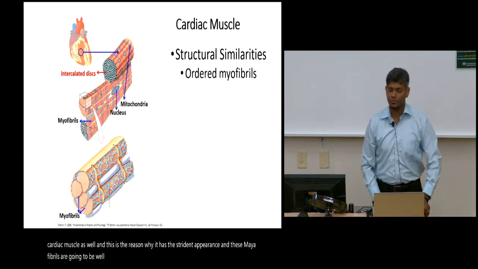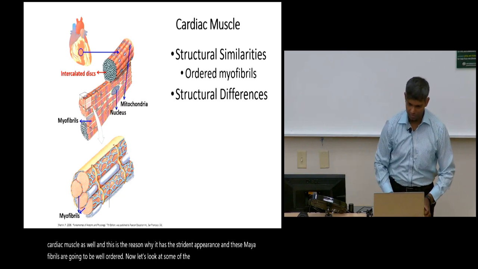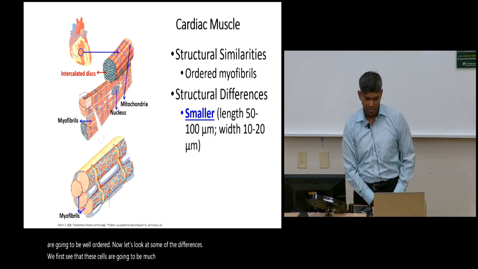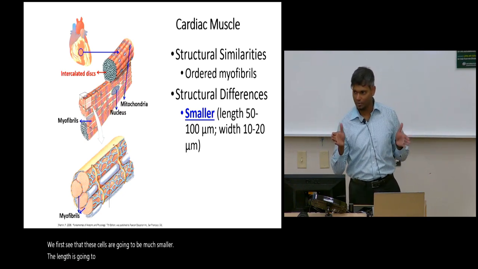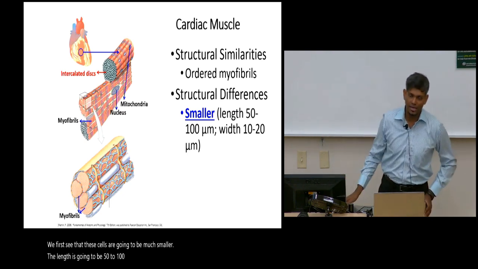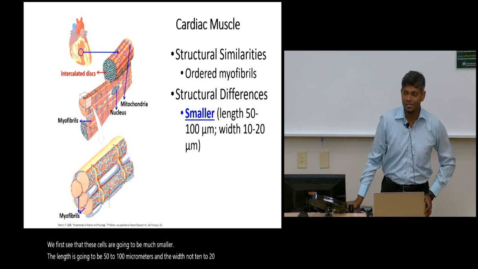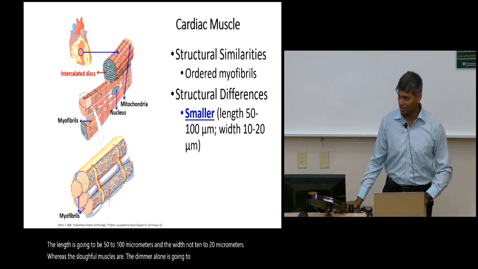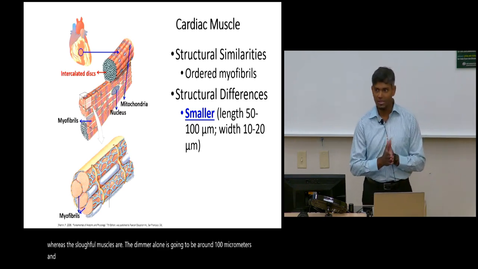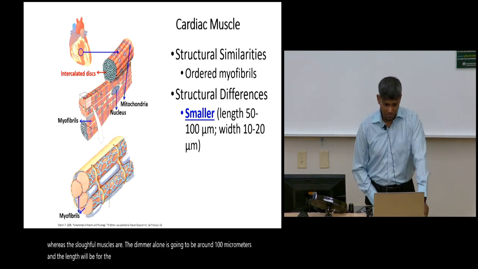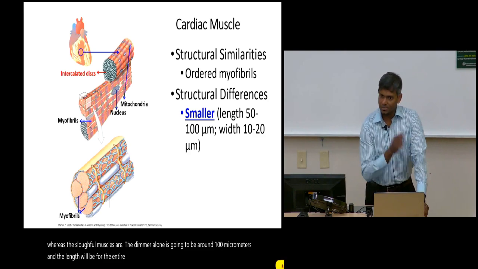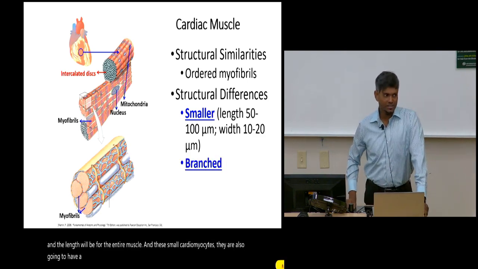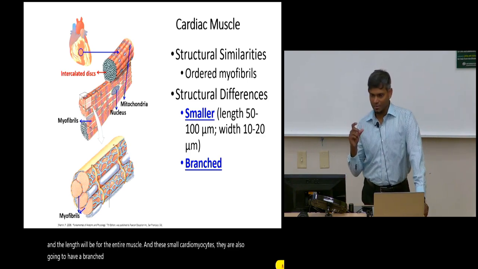Now let's look at some of the differences. We first see that these cells are going to be much smaller. The length is going to be 50 to 100 micrometers, and the width around 10 to 20 micrometers, whereas the skeletal muscle cell, the diameter alone is going to be around 100 micrometers, and the length would be for the entire muscle.